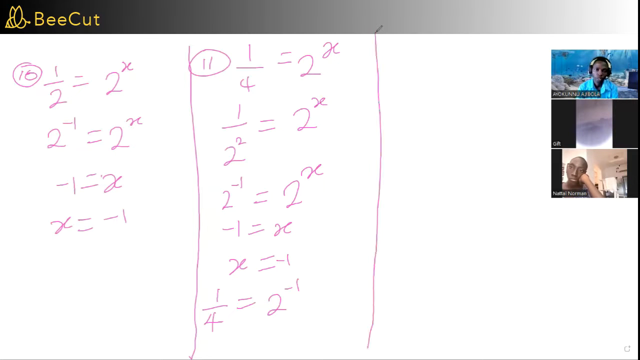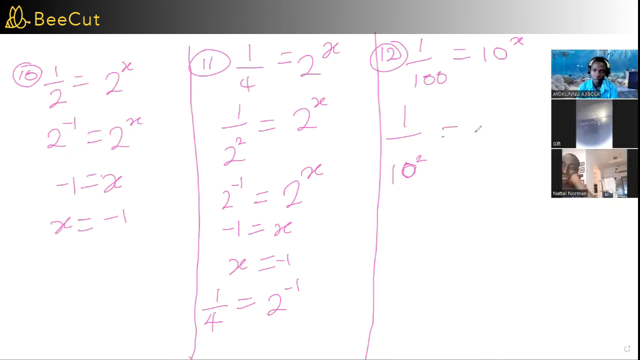And number 12 now, the question we're solving under this topic. Number 12 says 1 over 100 equal to 10 raised to power something, and you have to find that something. In the same way that we have solved this, 10 is a factor of 100, so we replace it with 10 squared.